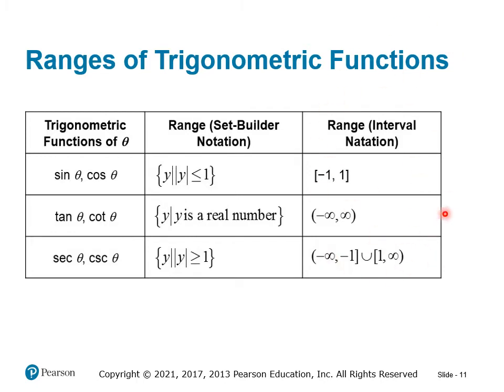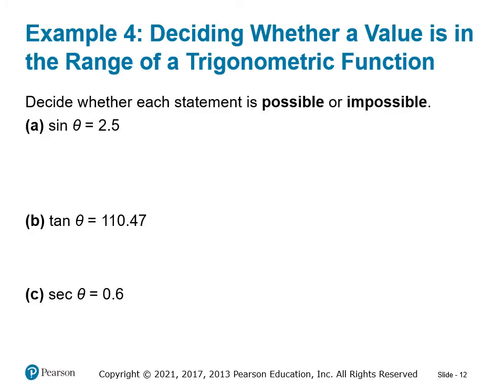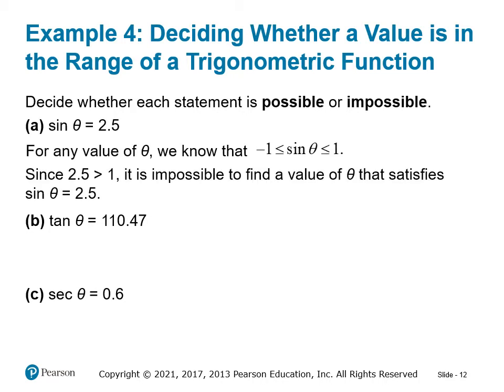This is pretty important for you to know because this is also kind of a mental check. So if you get some answer that says the sine of theta is 2, you know that you're wrong because sine has to be between -1 and 1. Okay? Here's a perfect example. Decide whether each statement is possible or impossible. Sine of theta equals 2.5. Well, since sine has to be between -1 and 1, this is not possible. You cannot have a value greater than 1 or less than -1.